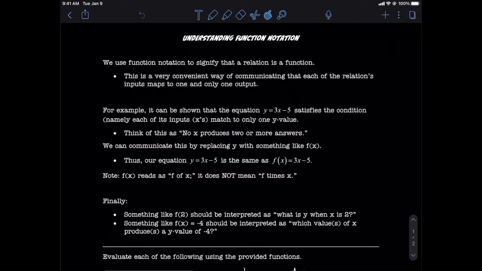Hey there, Yancey. Today we're going to be talking about function notation. What is it, and how do we use it?